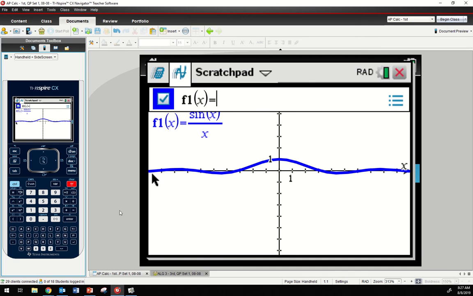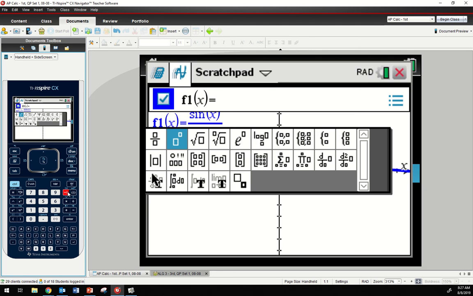Right where my mouse is, right next below this red button, there is a book, and to the left of that book, if you can't find something, hit the book. That's your whole catalog. That is everything that the calculator can do. But to the left of the book are the operators. These are the mathematical operators that you're going to use. So I'm going to hit that, and I'm going to have a piecewise function.